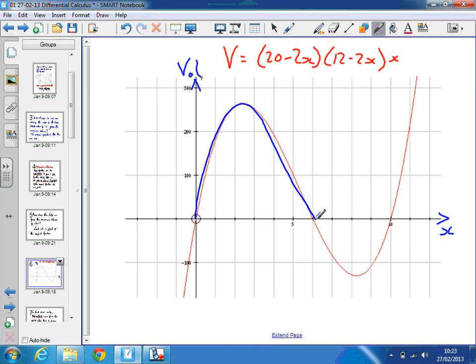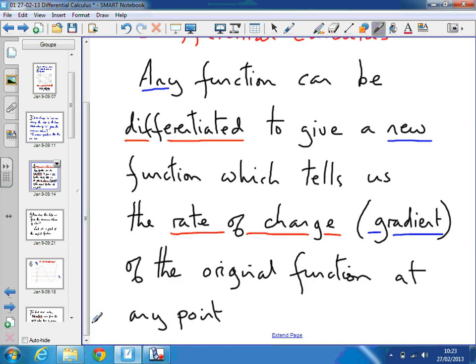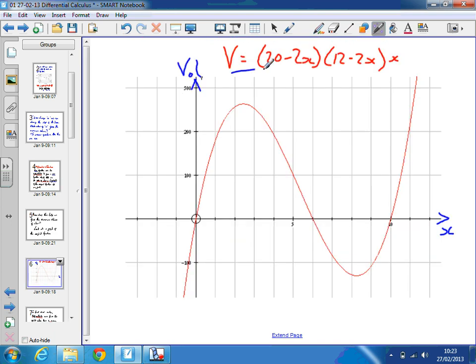How does calculus help us to find that? If we go back to this statement again, it says when I differentiate it, it gives me a new function that tells me the gradient of the original function. So if I were to differentiate this function here, I'd have a new function that tells me the gradient of this function at a point. What's the gradient when x is 1? That. If I drew a tangent to the curve at that point, that would be the gradient when x equals 1. When x equals 3, which is this point here, the gradient would be like that.